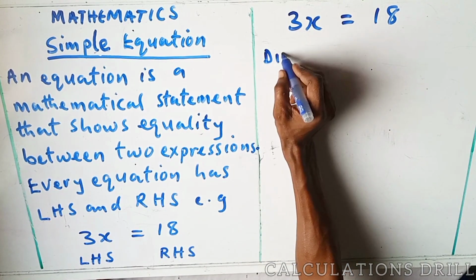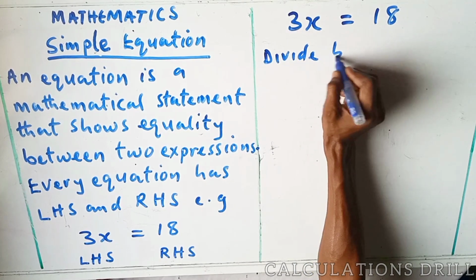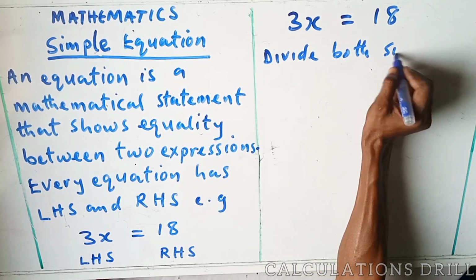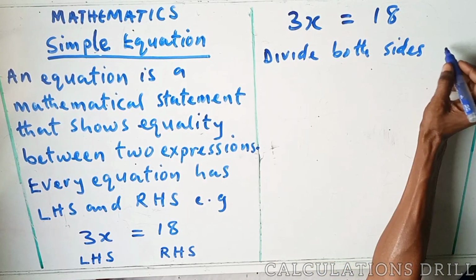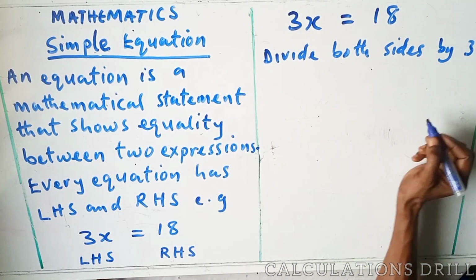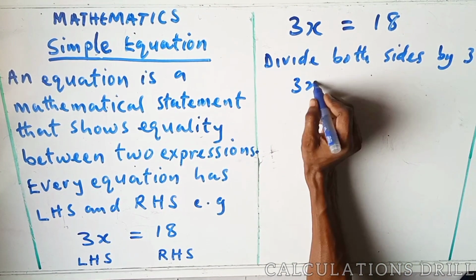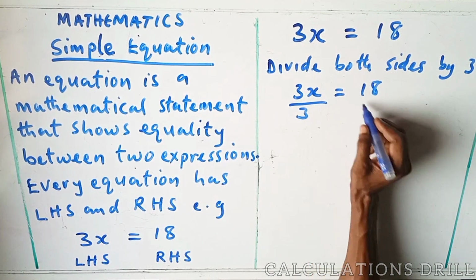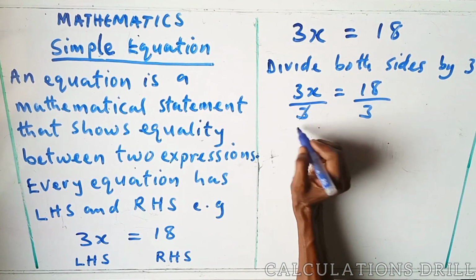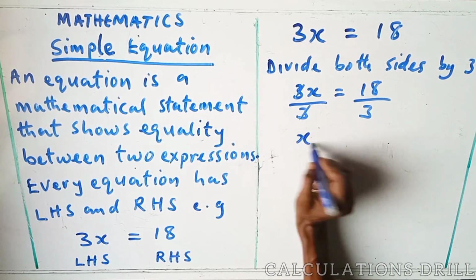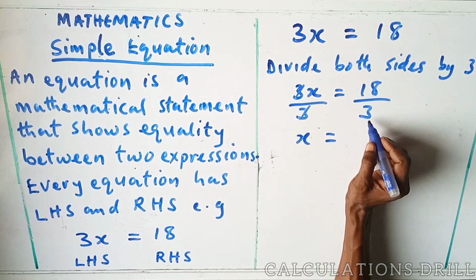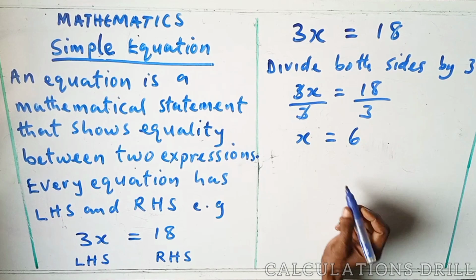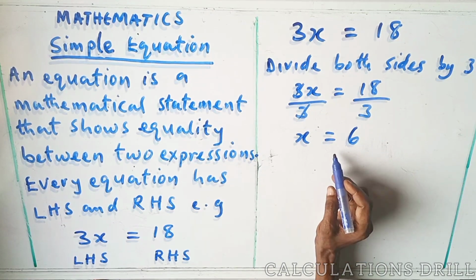The only thing you need to do here is divide both sides by 3 so that x can be alone. 3x equals 18. So when you do that, 3 will cancel 3, remaining x. And 18 divided by 3 equals 6. So 6 is our answer.